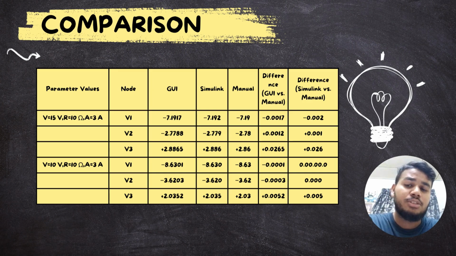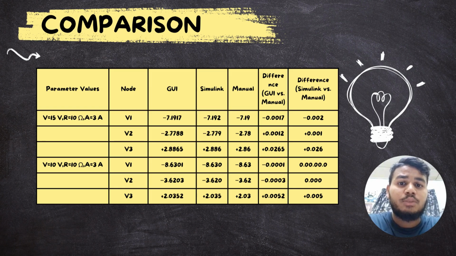So now we explain the comparison of values. We are choosing two different calculations, that's a difference between 15 volt and 10 volt, and we have also chosen three methods: GUI by MATLAB, Simulink also by MATLAB, and manual calculation for finding V1, V2 and V3. Seeing the table, the answers are all very similar, but there is a difference in the decimal points.